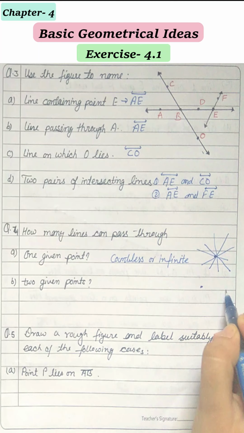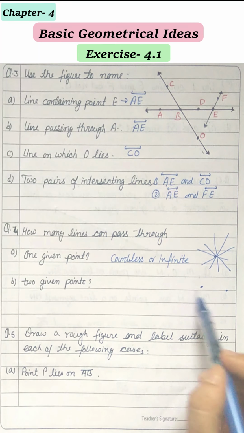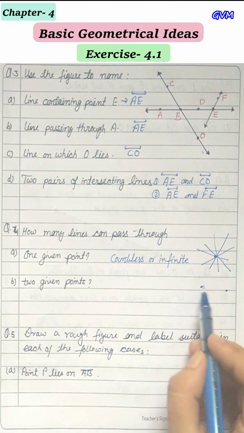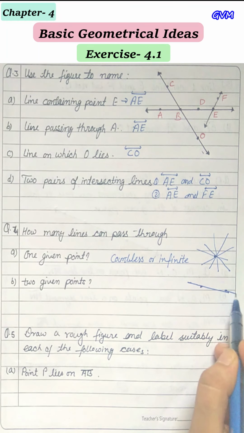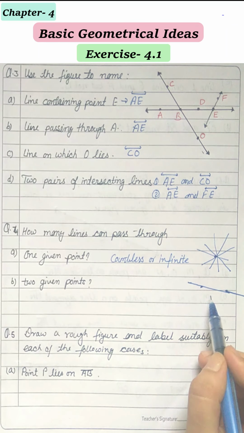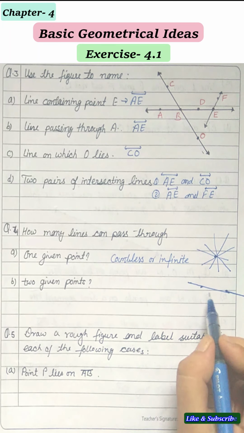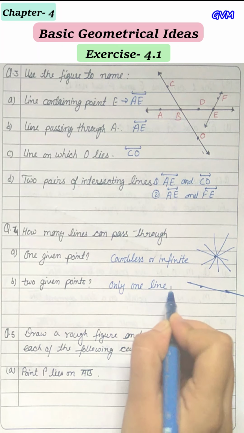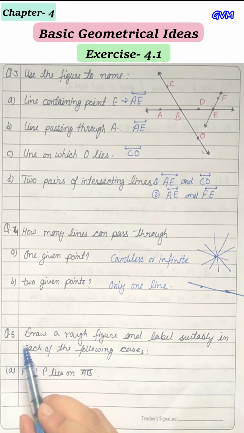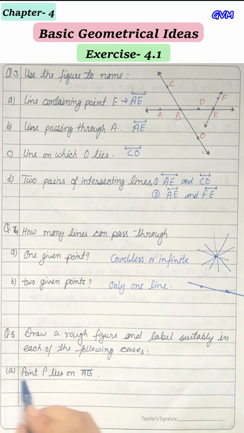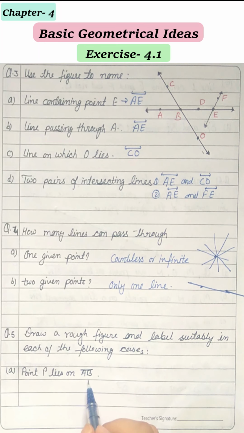Okay, second, we have two given points. If we have these 2 points, or anywhere we have 2 points, how many lines can pass through these 2 points at the same time? One passing through this. Okay, we cannot draw another line through these 2 points. That means only one line. Okay, so question number 5 we have: draw a rough figure and label suitably in each of the following cases. Point P lies on line segment AB.